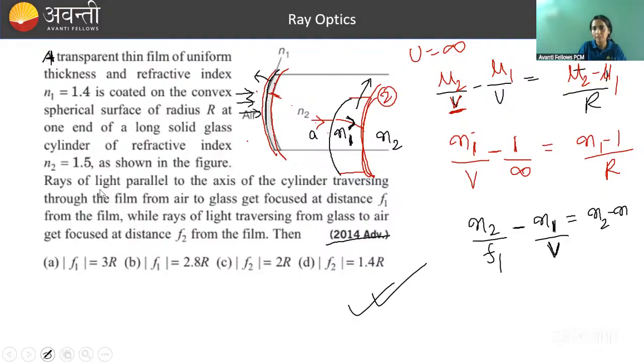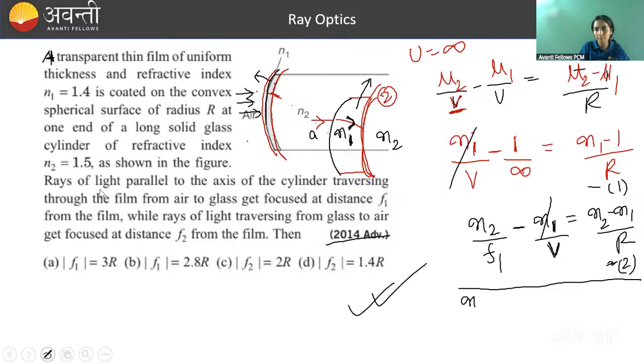यहाँ पे अगर आप अब solve करोगे तो N2 minus N1 by R, we are getting two equations, equation 1 and equation 2. अगर आप इन दो equations को add करोगे, this will get cancelled, so we are getting something like this: N2 by F1 minus 1 by infinity, and this is equal to N2 minus 1 by R, because N1 by R is here and minus N1 by R is there, that will get cancelled.